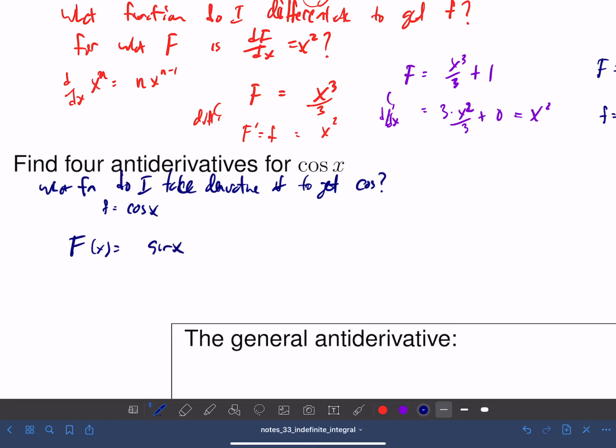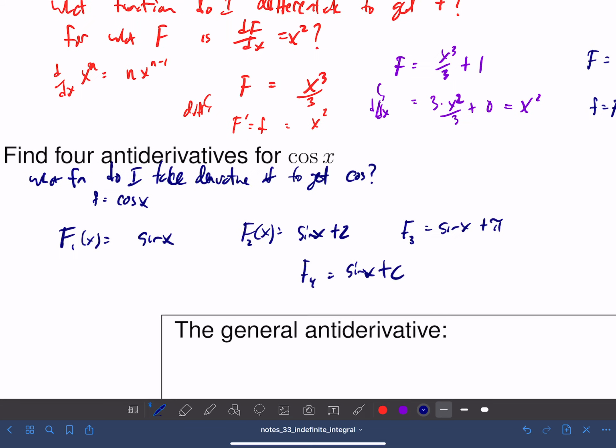I could say sine of x. I could say sine of x plus 2. I could say sine of x plus pi. Or, why not just write it in general? F is equal to sine of x plus, let's just add some constant to it and call that constant c, because when I take the derivative of a constant, I get 0, which is what I need.